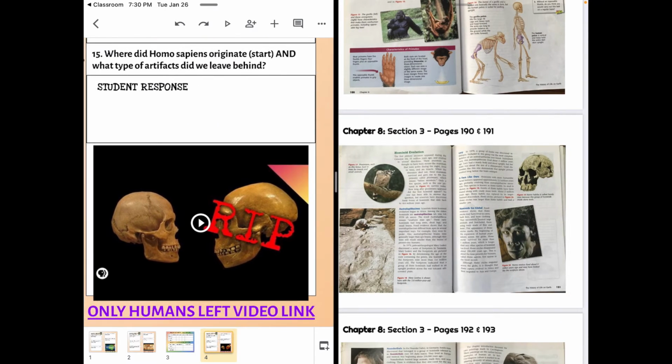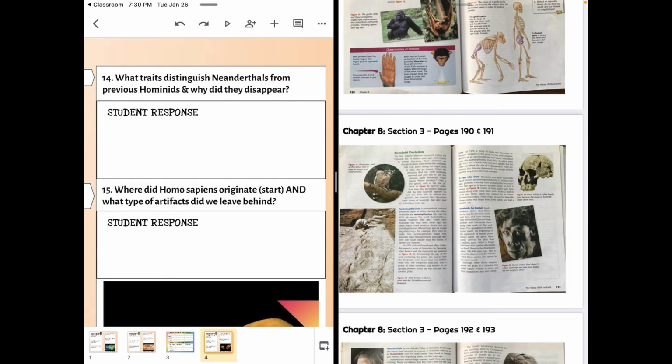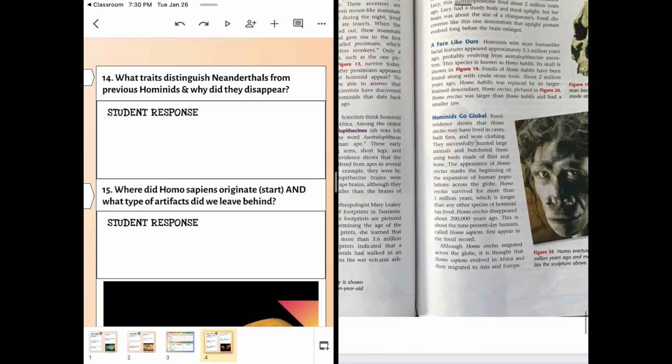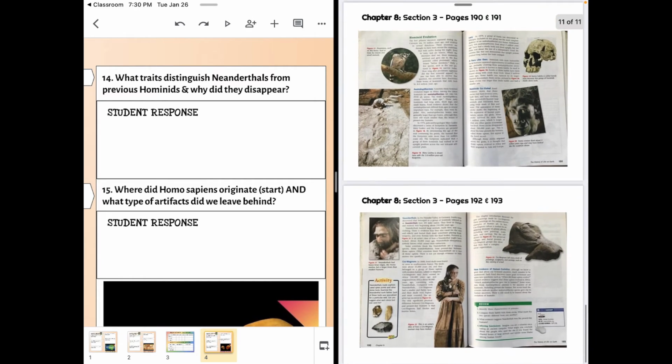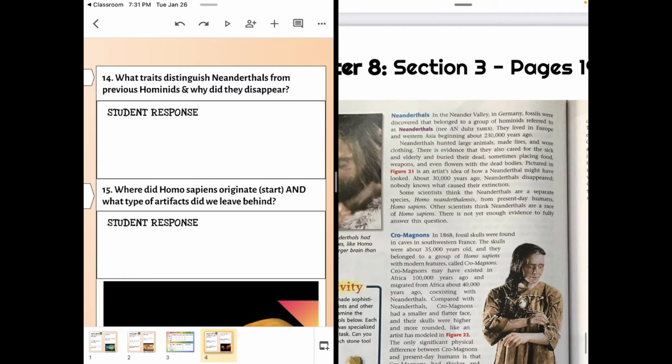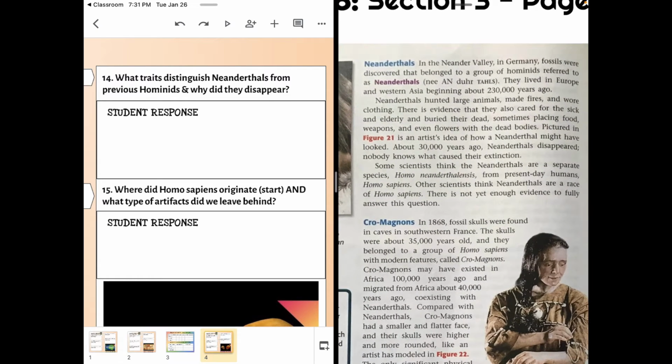Next up, what traits distinguish Neanderthal from previous hominids? So we can't say anything that Homo erectus did. All the cool stuff Homo erectus did, that's nice, and Neanderthal did all the same things, but Neanderthal did more. So you have to find what Neanderthal did that was more, or not just what they did, but traits about them, physical traits. Now, why did they disappear? That's also in this paragraph. That's really tricky to answer, and so the video I have attached helps with that.